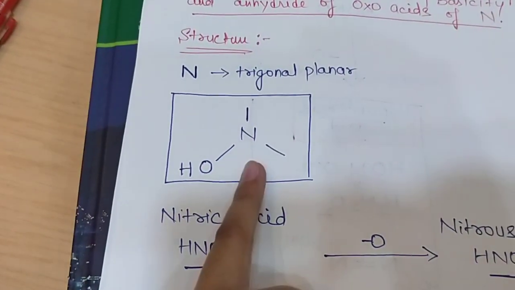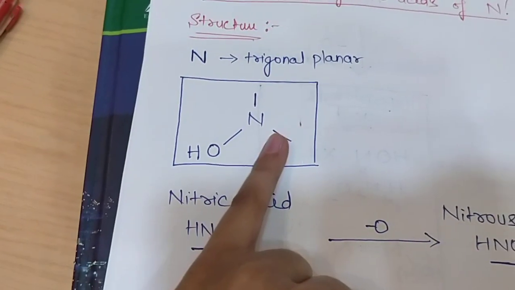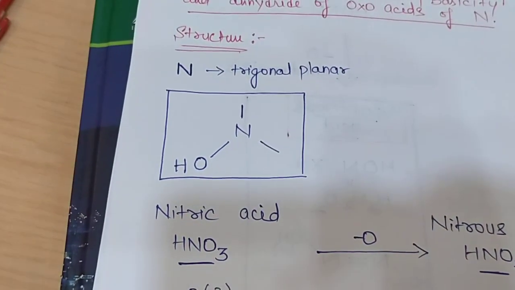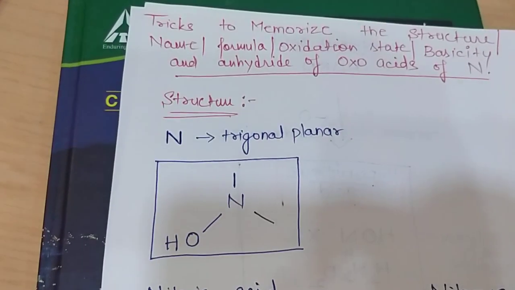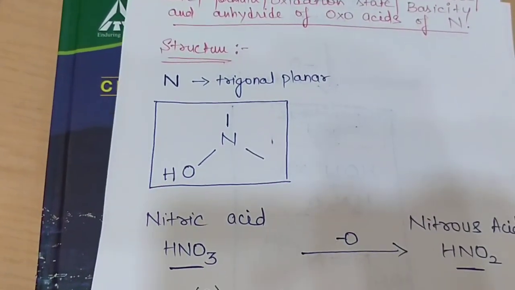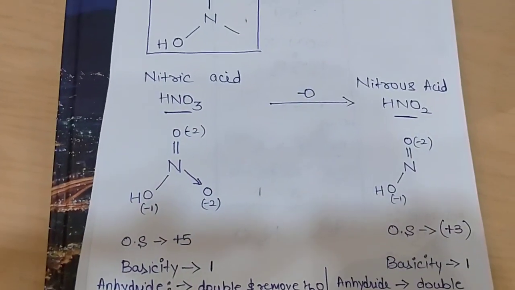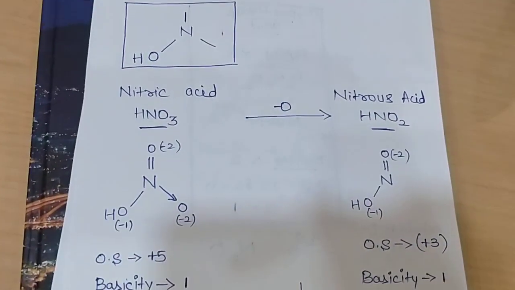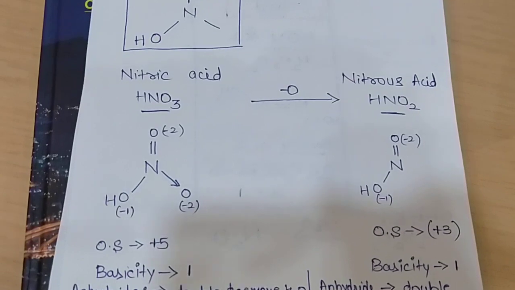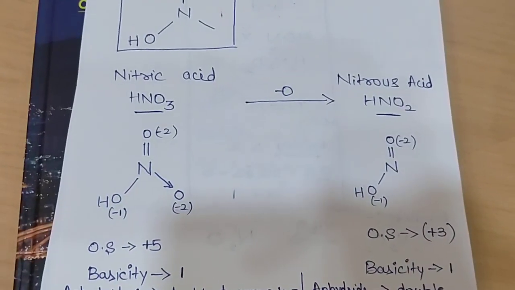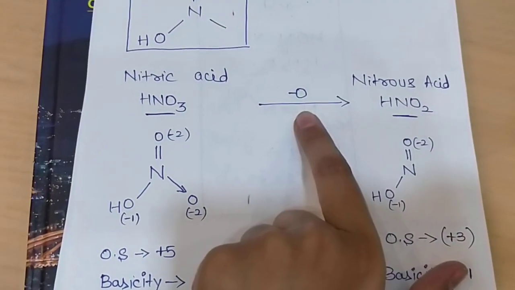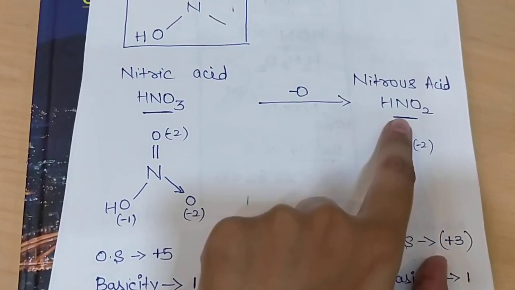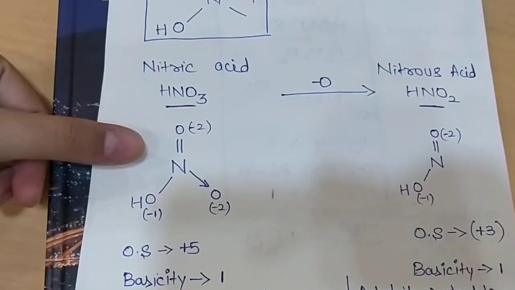And a mandatory OH linkage is always there whenever we talk about oxo acid. OH is always bonded to the central element of which the oxo acid is. We'll start with the oxo acids of phosphorus-like acids. Here also we'll have to memorize nitric acid and nitrous acid. Nitric acid is HNO3. Nitrous acid is formed by the removal of one oxygen, that is HNO2. This is the formula.